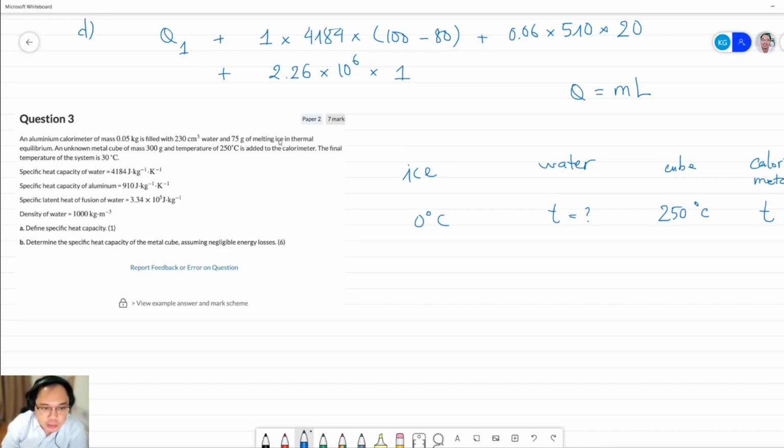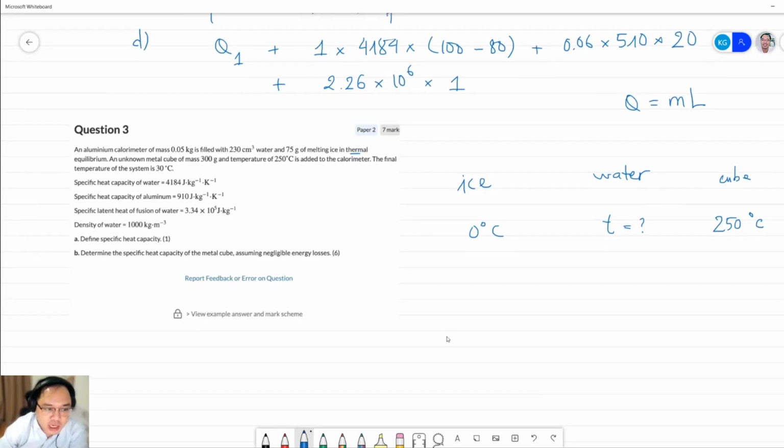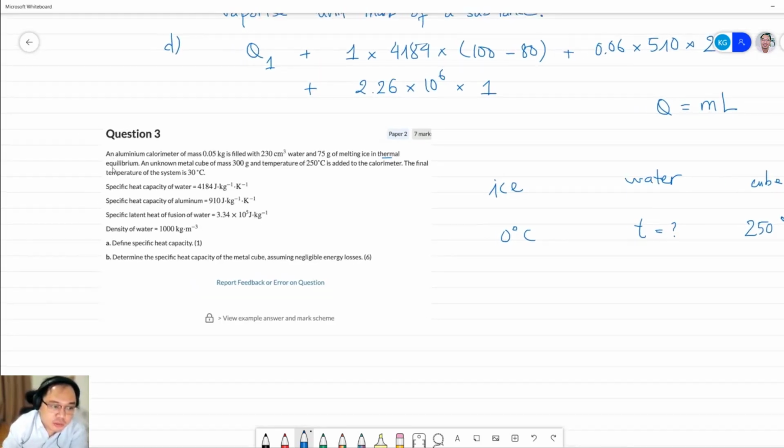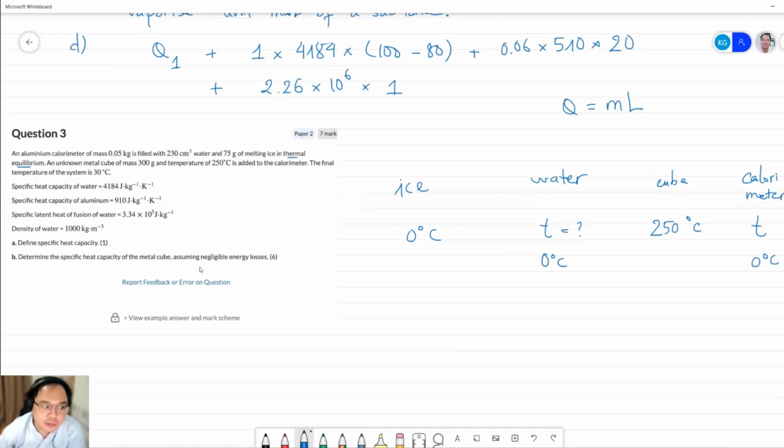Okay, so the point here, in equilibrium, where is it? In thermal equilibrium, the keyword here, okay? In thermal equilibrium with the melting ice, meaning the initial temperature T of the water is also 0 degrees, and the calorimeter is also 0 degrees, okay? Because of this keyword, thermal equilibrium. Final temperature T final is 30 degrees.